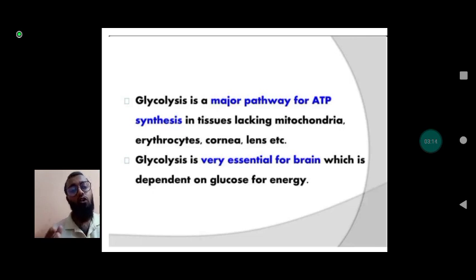We all know that glucose is the very basic source of carbohydrate, and this glucose source is very easy to break down. So this pathway is performed by every cell of our body, not only by the tissues lacking mitochondria, but every cell performs glycolysis. And this glycolysis is very essential for our brain, which mainly depends on glucose as its energy source.